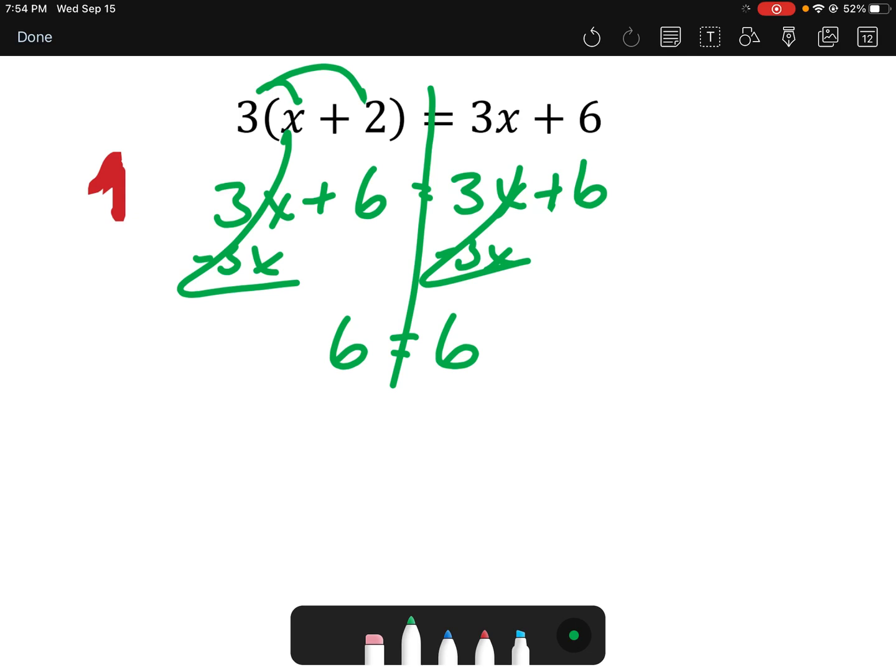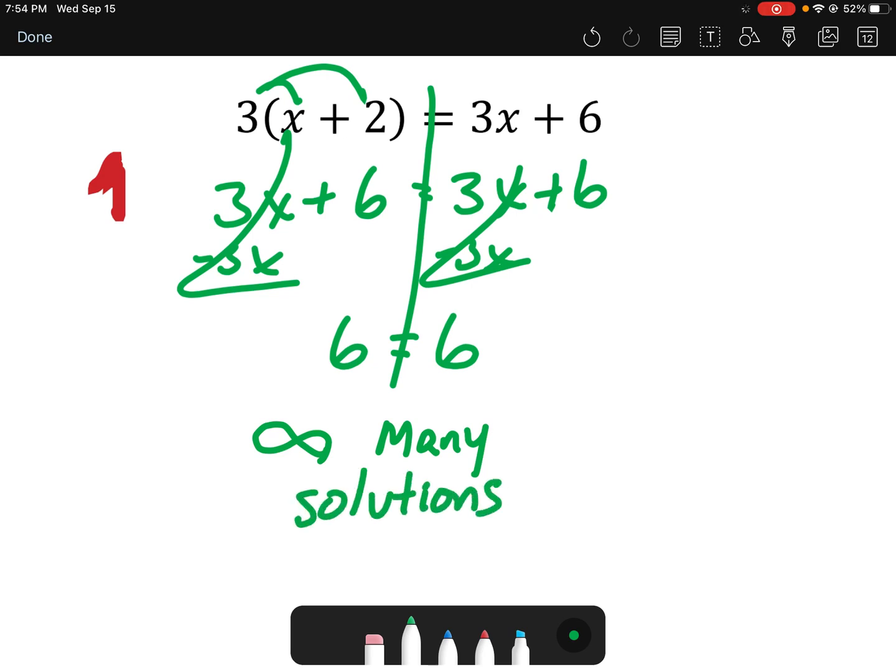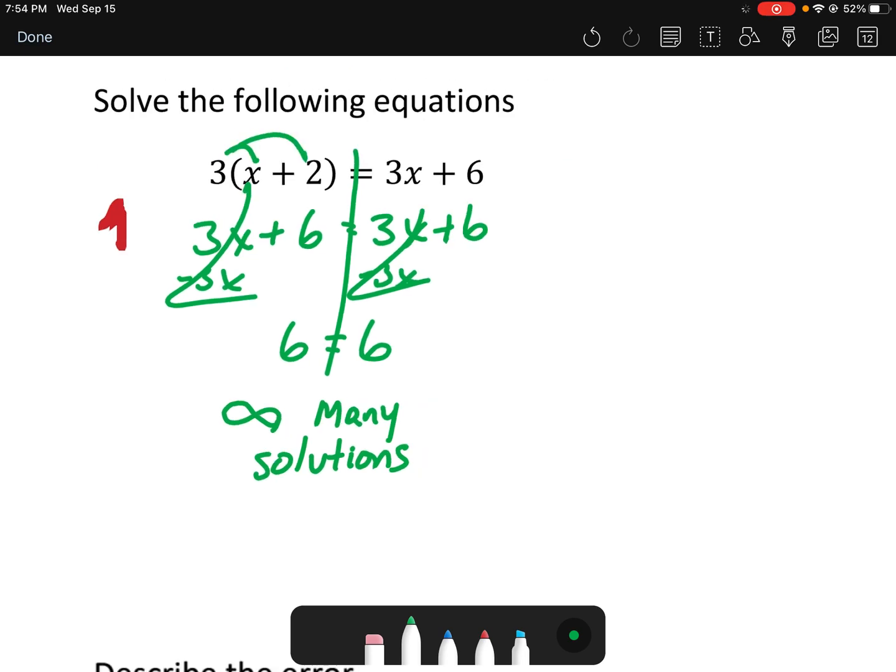So we wouldn't say our answer is 6. We would actually say our answer is infinitely many solutions. I'm left with infinitely many solutions. So I can substitute any number I want in for x there, and I would get a correct answer. There's no value for x in there that wouldn't work.